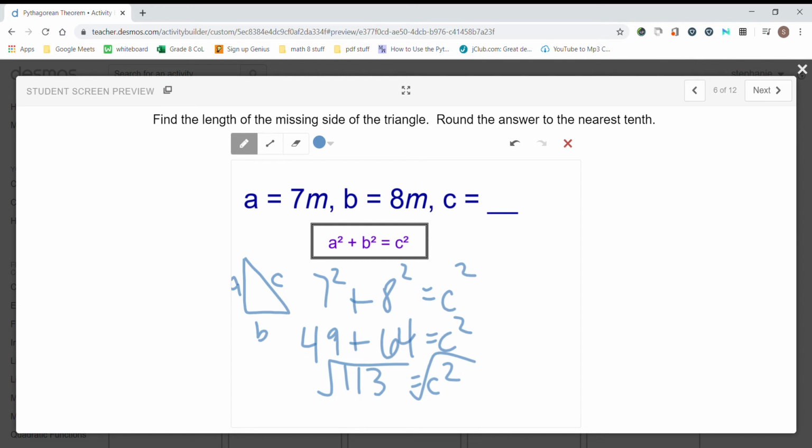And this is going to equal C equals 10.63. We round to the nearest tenth. I look at the 6, look next door to the 3, 4 and below, let it go. So my final answer here is going to be 10 6/10 meters.